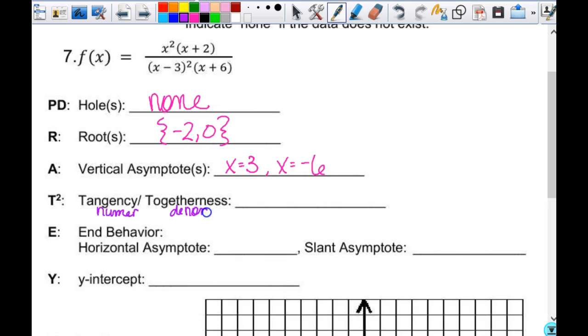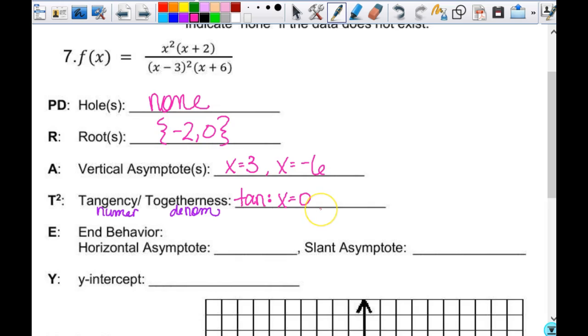Your denominator, right? And you're looking for even exponents. So in the numerator, do I have any roots with even exponents? Yes, I do, right? X. So that means I have some tangency at x equals 0. Does that make sense to you? Just like for polynomials, that would mean that I would have a balance right there. That's what your tangency is. It's just the right way to say it.